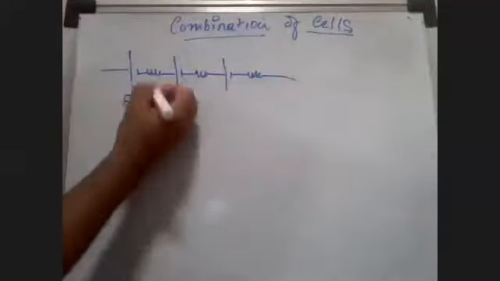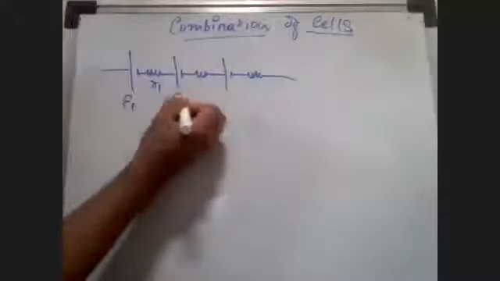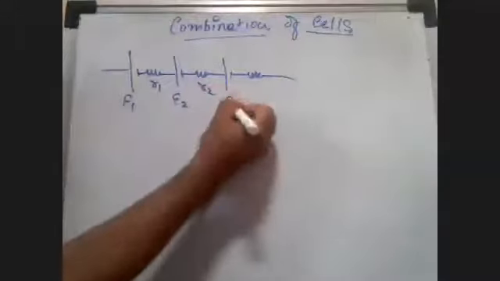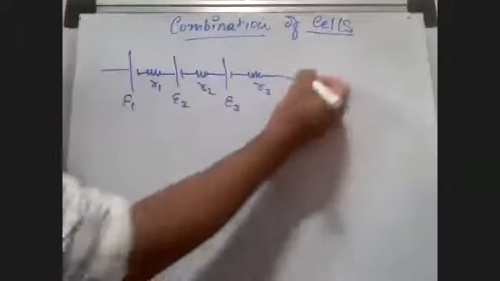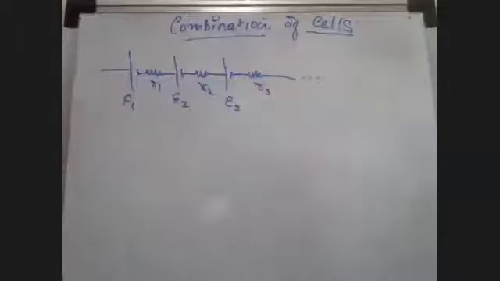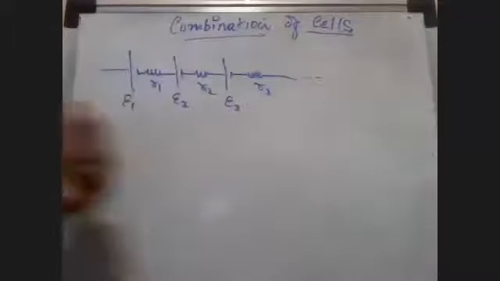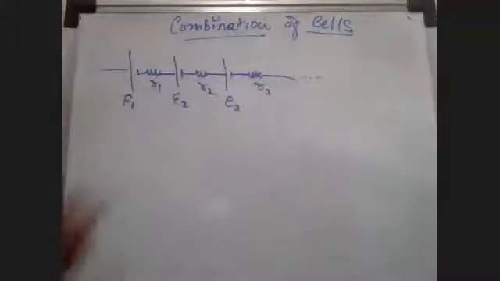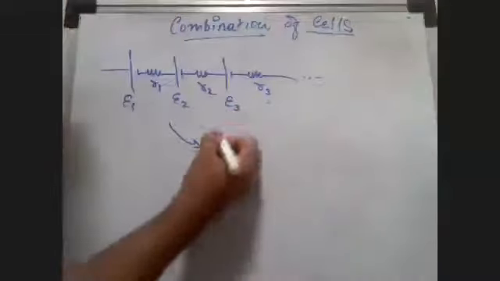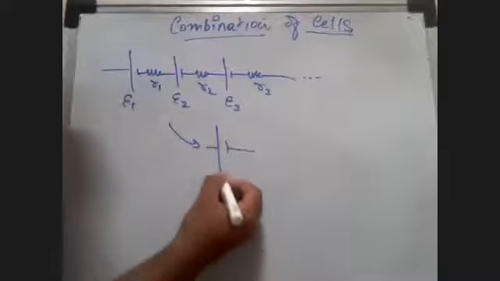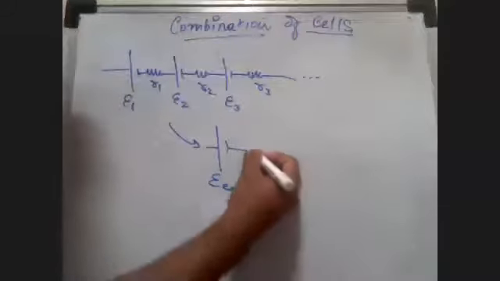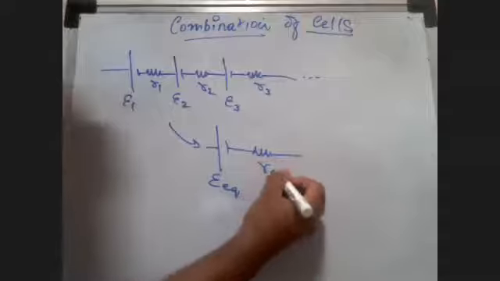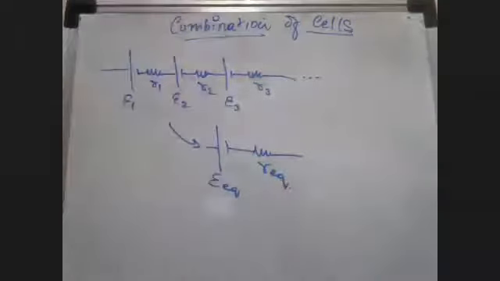Okay, let's call this epsilon 1, R1, epsilon 2, R2, epsilon 3, R3, and so on and so forth. So what will be the equivalent resistance and equivalent potential across this? Can I draw this circuit in a similar fashion, say, with a potential E equivalent and a resistance R equivalent? Can I say this? Yes or no? I can say this. Safe to say.